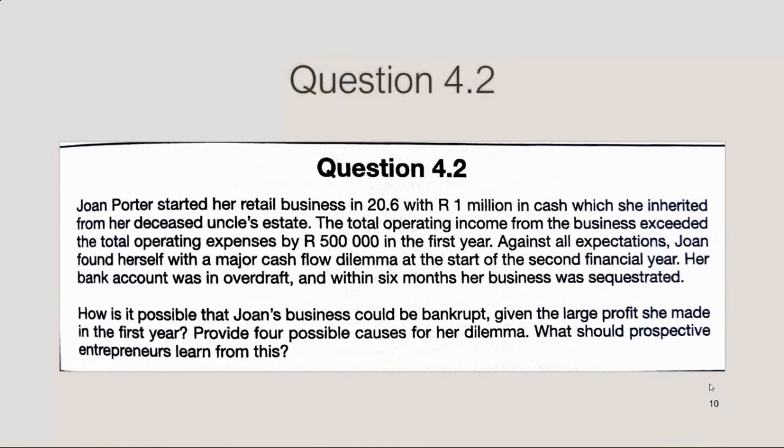Do you understand how Joan could potentially have gone bankrupt even though she's been making a profit? So Maria, you are correct. It is poor planning, and it links in with Zandile's cash and credit scenario.